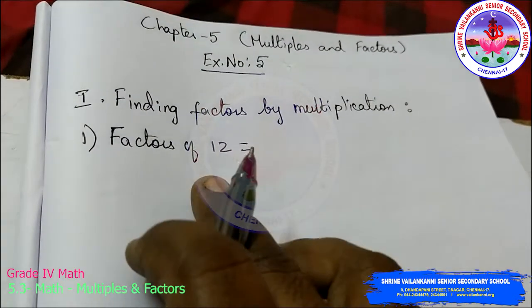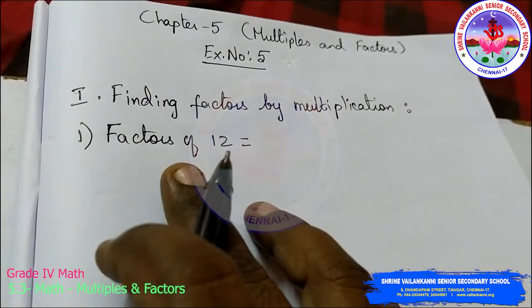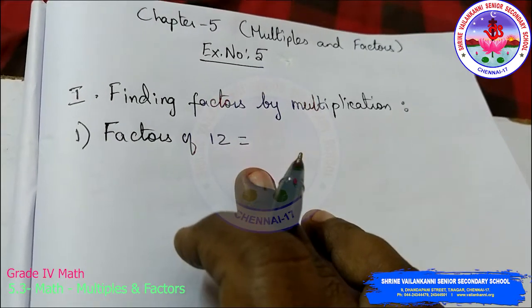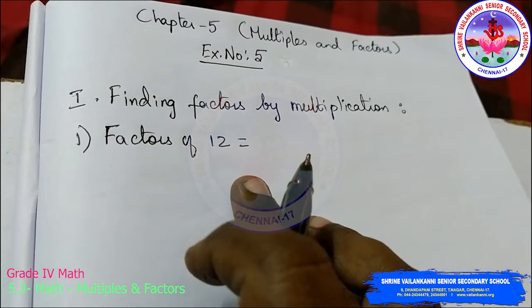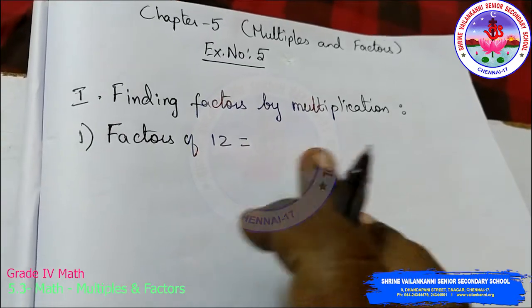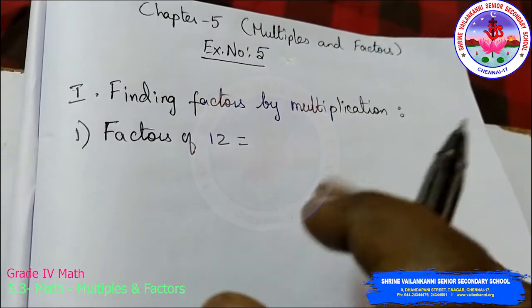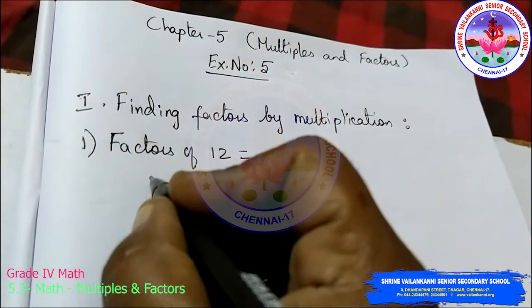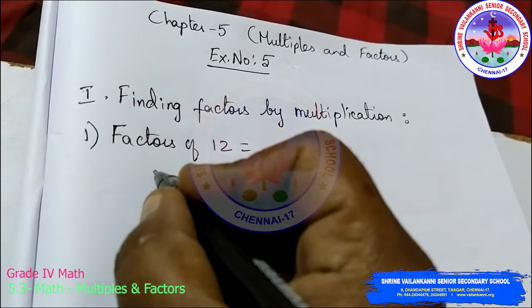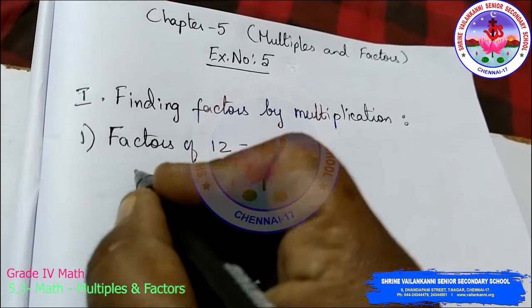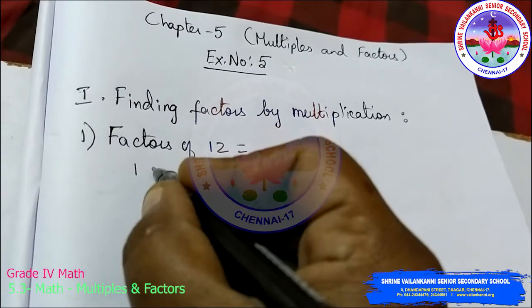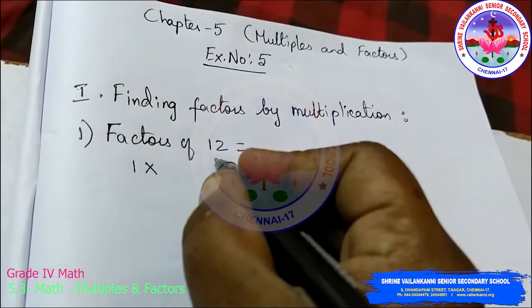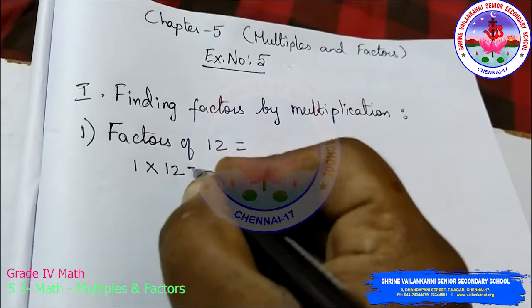For that I have taken the example of finding the factors of 12, using the multiplication concept. First I am going to start with 1. I told you, always when you find the factors, start with 1. If I take the 1 table, how many times will I get 12? 1 12s are 12.